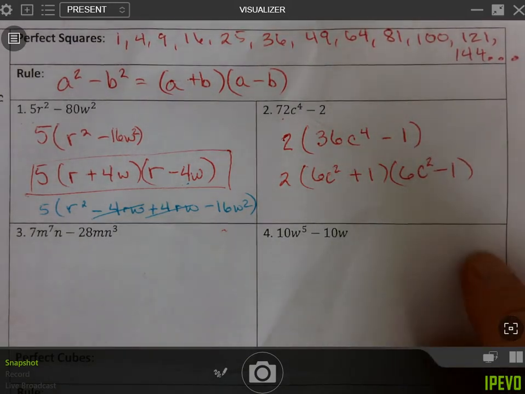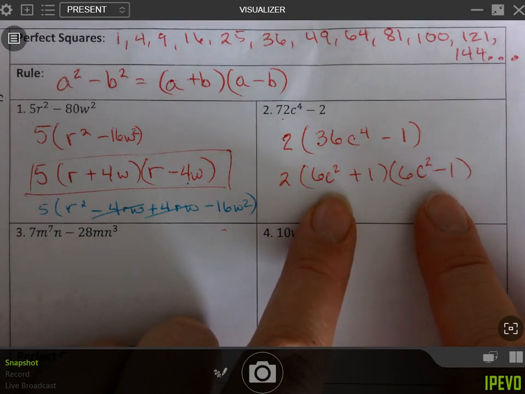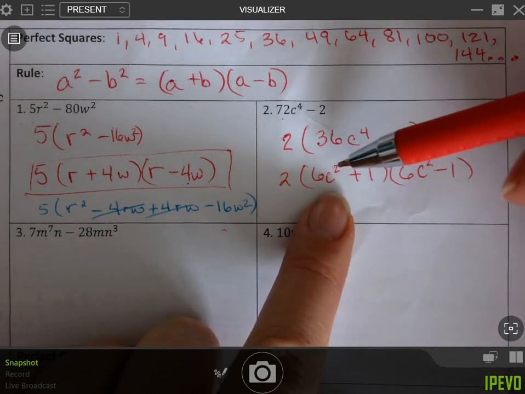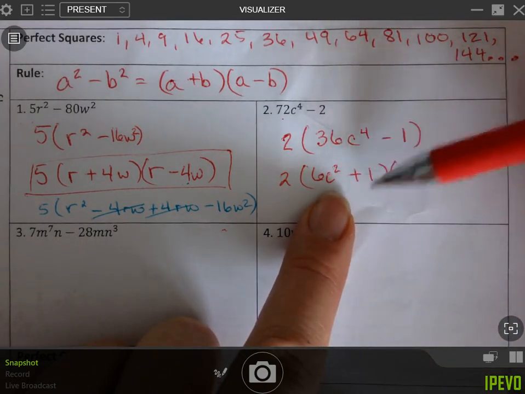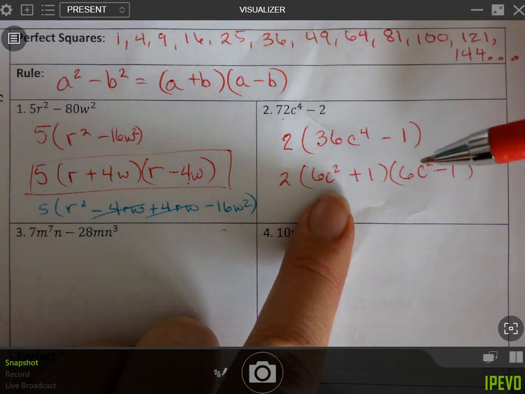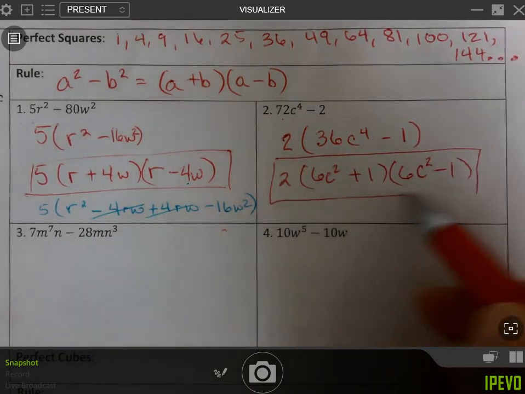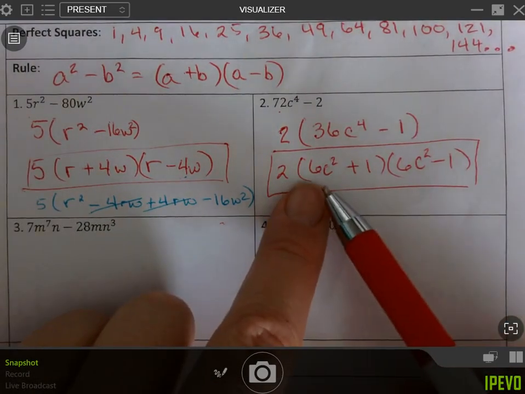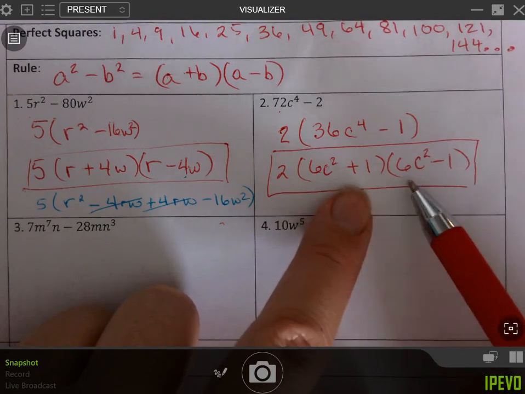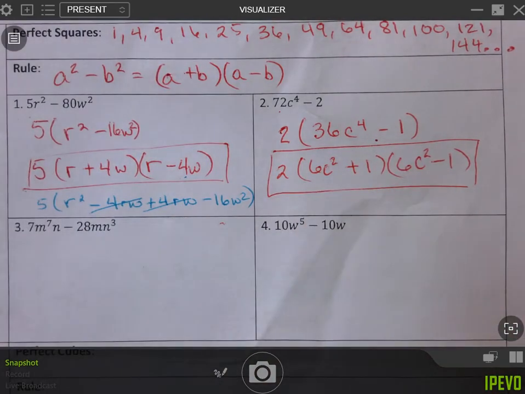Okay. How do I know I'm done? There's nothing else left to factor. I do want to check since I have a higher power. This is not a difference of squares. This is a difference, but 6 is not a perfect square. So this is my final answer right here. But I do want to point out, why does it work? Because that's -6c squared and positive. There's that 0 in the middle.